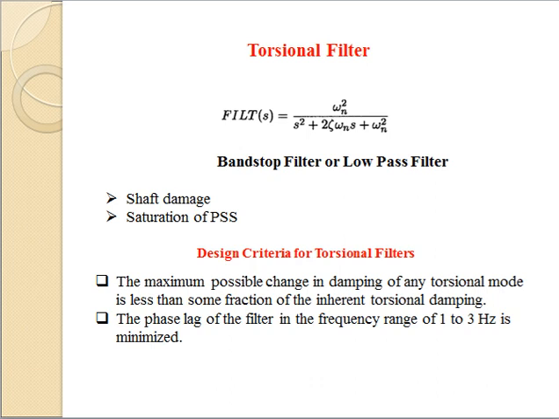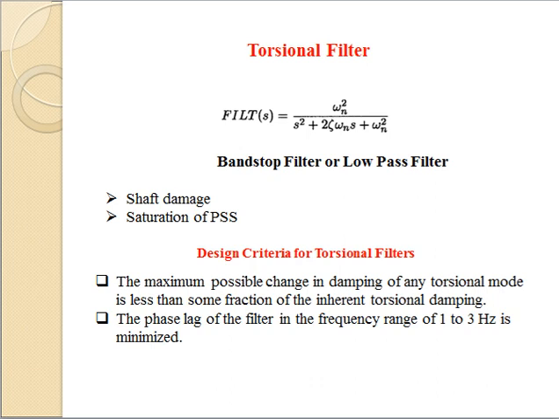The major impact on the turbine generator system because of these torsional frequencies, I have mentioned as two impacts. One is that there might be shaft damage to the turbine generator because of these frequencies. And even if shaft damage is not there, your power system stabilizer operation will be disturbed because of these torsional frequencies, as your PSS is going to saturate. Just to avoid this, what should be the design criteria for these torsional filters? The maximum possible change in damping of any torsional mode is less than some fraction of the inherent torsional damping. This is a very standard design criterion.